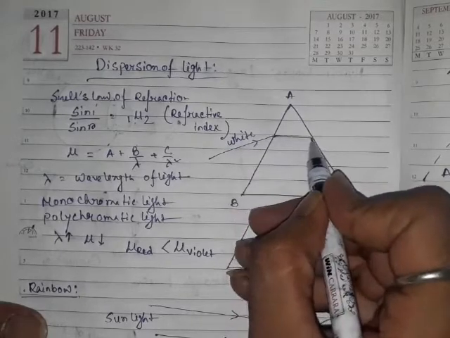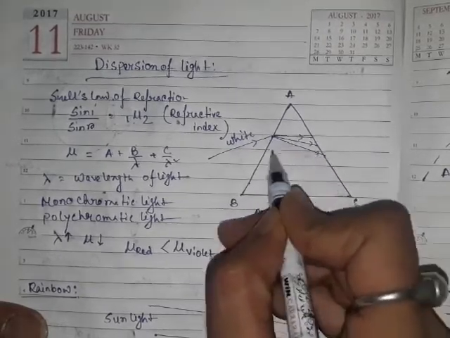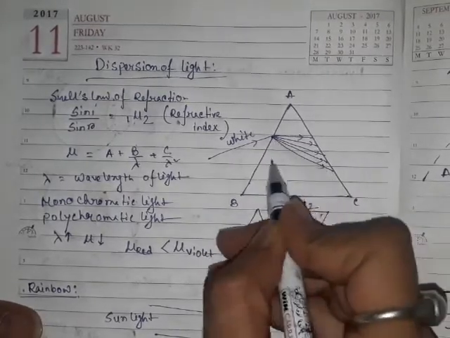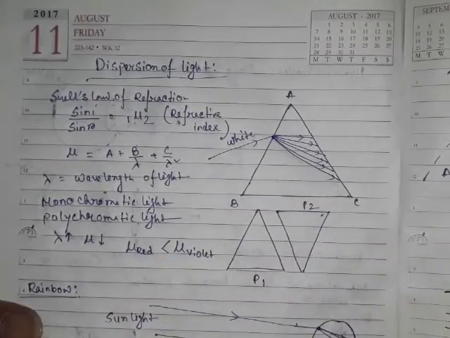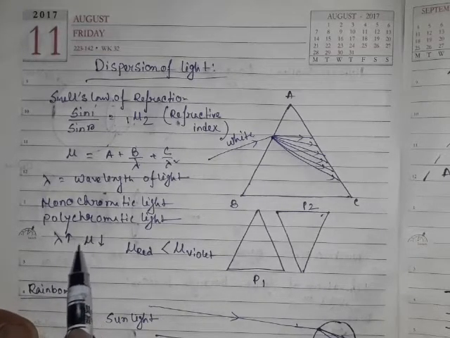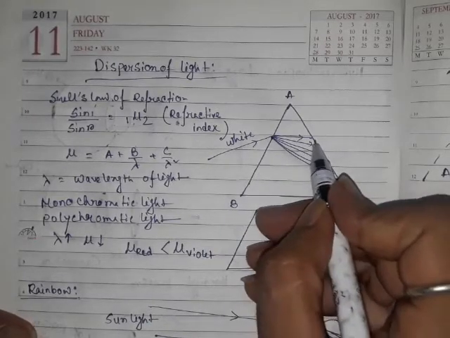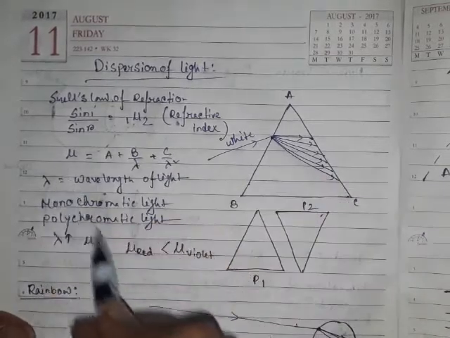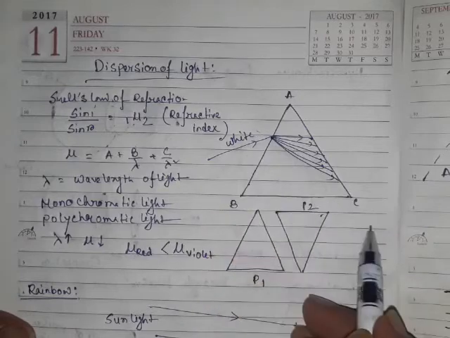violet color will be refracted with some amount of angle, red color of light will be refracted with a different amount of angle, and the rest of the colors will be refracted with different amounts of angle. And we can expect the refractive index for the red light is small, so that means red light will not deviate more. Okay, but the violet light has the higher refractive index, so it will bend more.